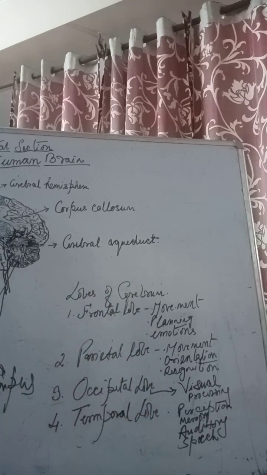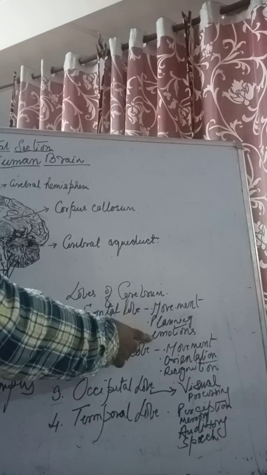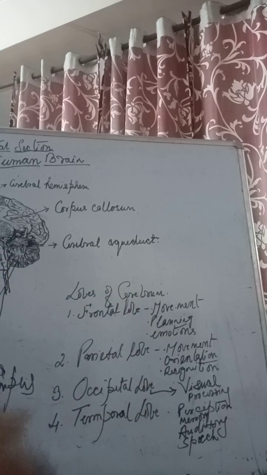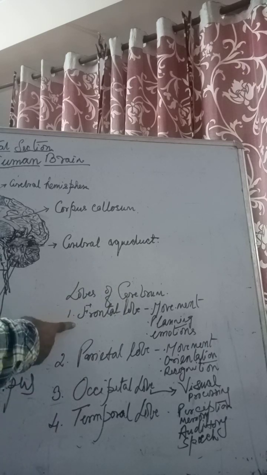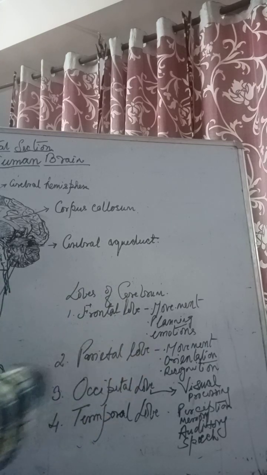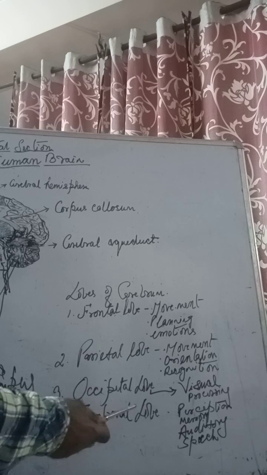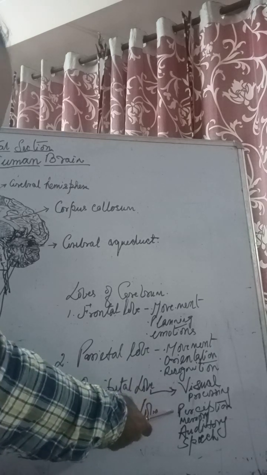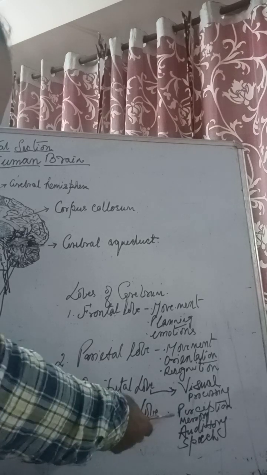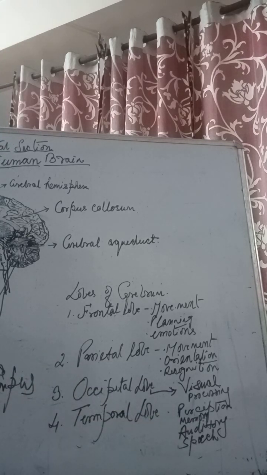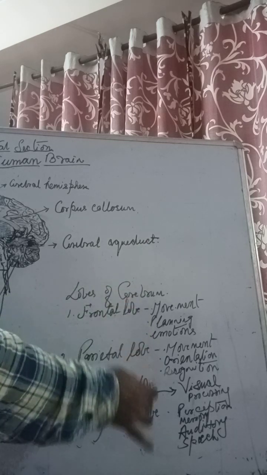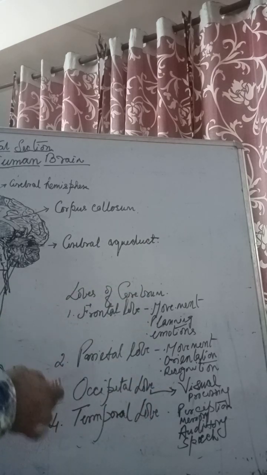So, what are the functions of these lobes? How movement planning and emotions are being done, or how these things are happening, is because of the frontal lobe. How movement, orientation and recognition are taking place is because of the parietal lobe. How we have visual processing is because of the occipital lobe, and the temporal lobe is responsible for perception, memory, auditory and speech functions. So these are the different functions of the four lobes which are there in the cerebrum, right?